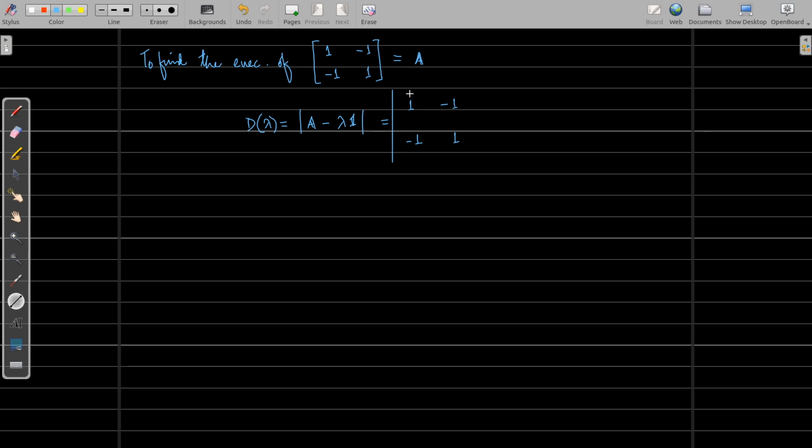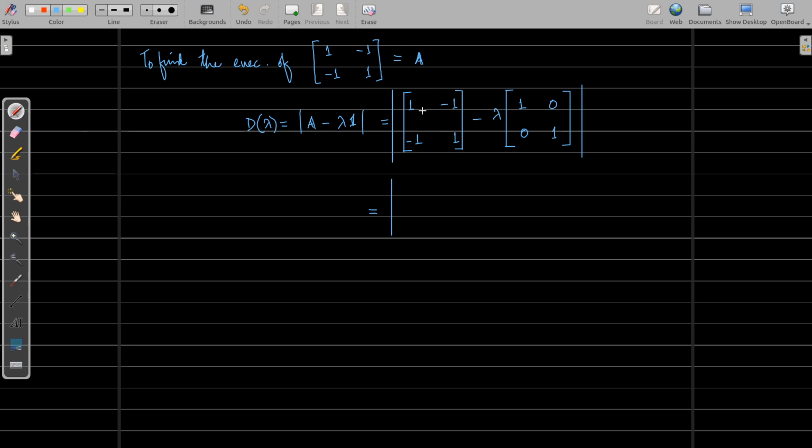We need to find the determinant of the matrix A minus lambda times the identity matrix. The identity matrix is 1 0 0 1. So we are basically looking for this determinant.